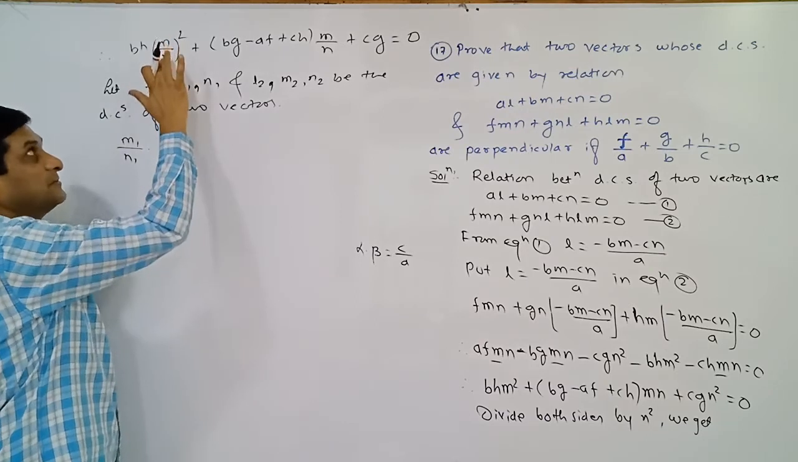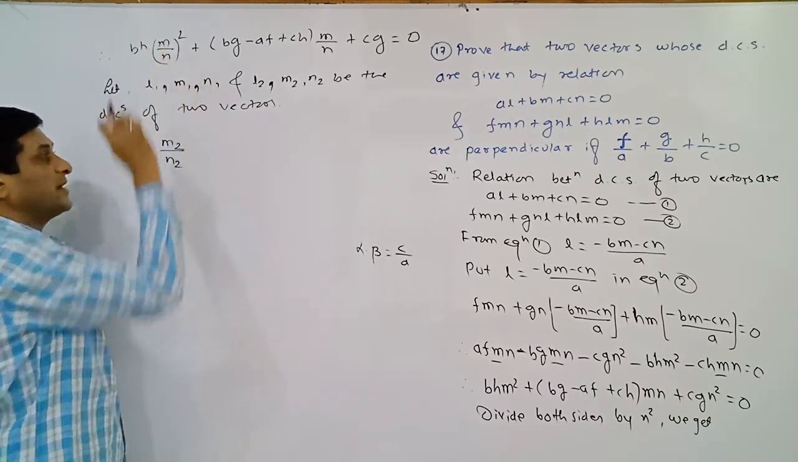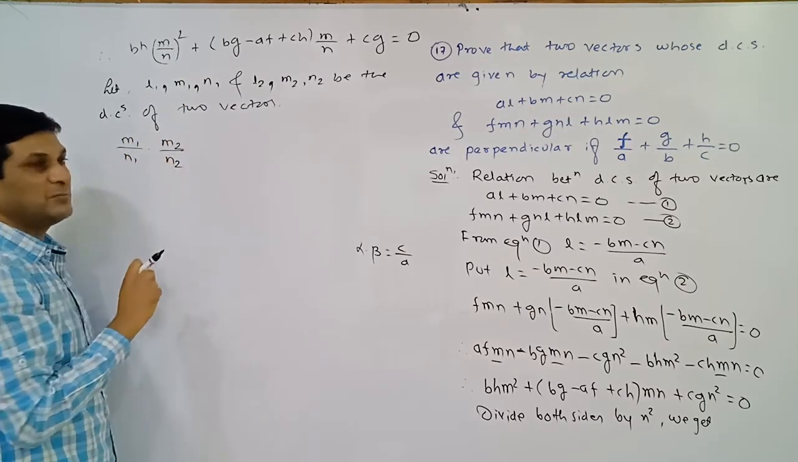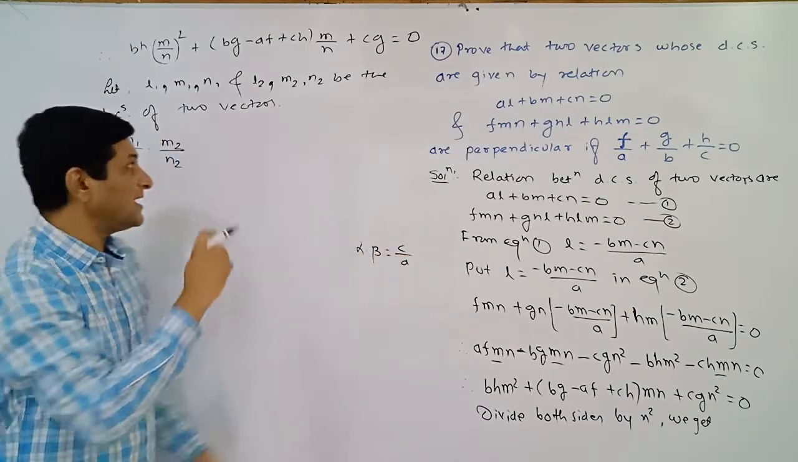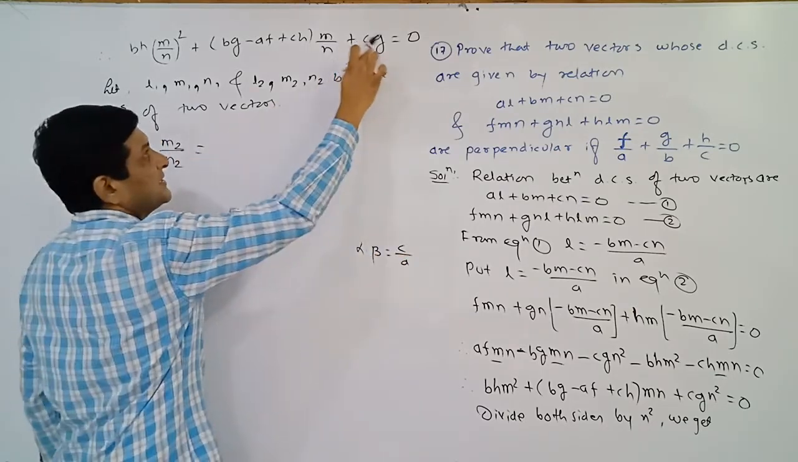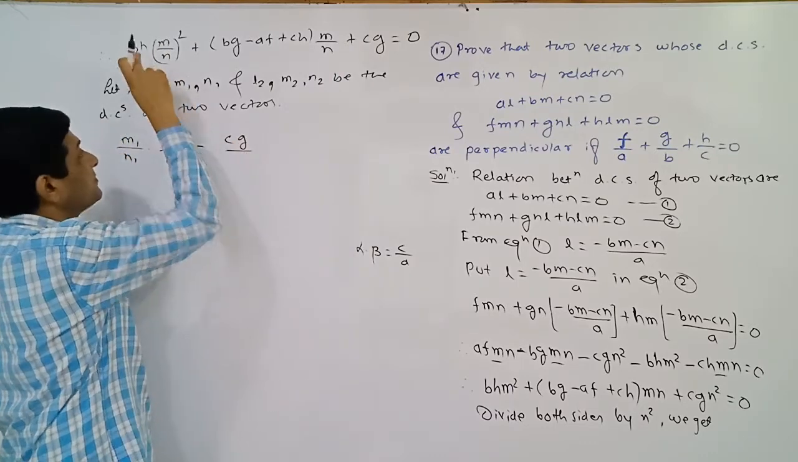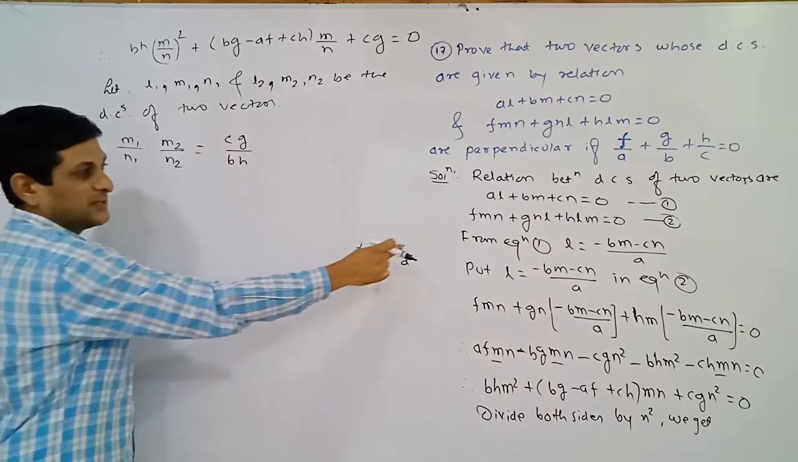So by solving this quadratic equation, we will get two values of what? M upon n. The first value we have denoted by m1 upon n1, and the second by what? m2 upon n2. And we know that the product of roots is c by a. So which is equal to, what is C here? C is nothing but CG, and A is nothing but what? BH. Okay, means the product of roots is nothing but C by A.